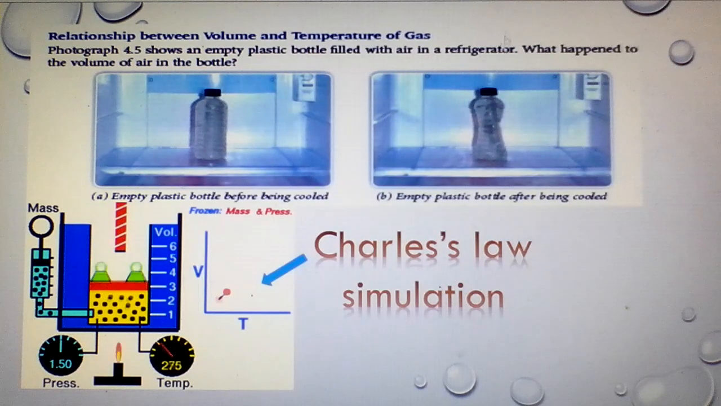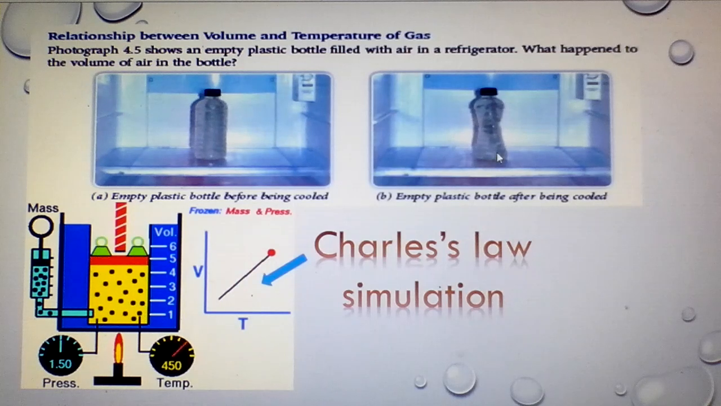Okay, now we want to relate the volume and temperature of a gas. Let's say we have an empty plastic bottle with air inside. We place it into the freezer of the refrigerator. What happens to the volume of air in the bottle? You can see here what happened to the bottle. It crumpled, or changed in shape. This is due to the volume of the air reducing due to the reduction of temperature. So from here we can see a general relationship between volume and temperature: as temperature decreases, volume decreases.